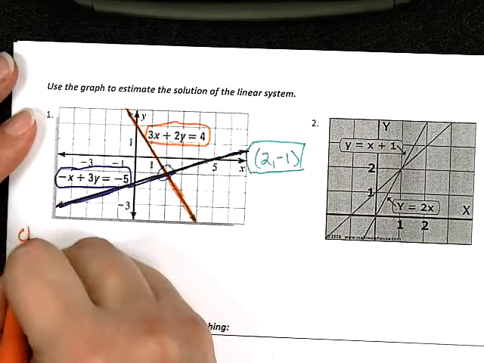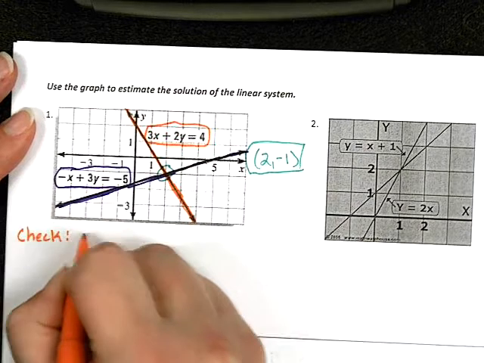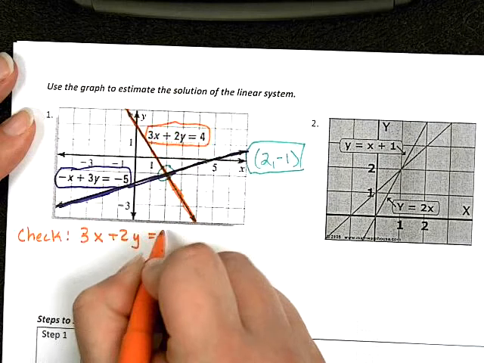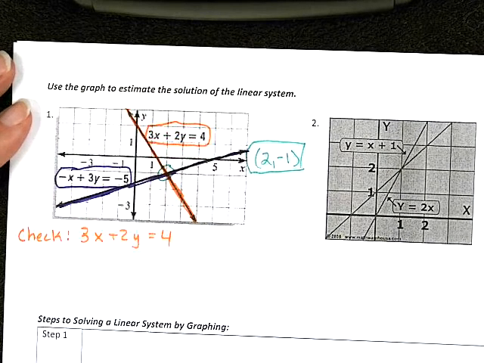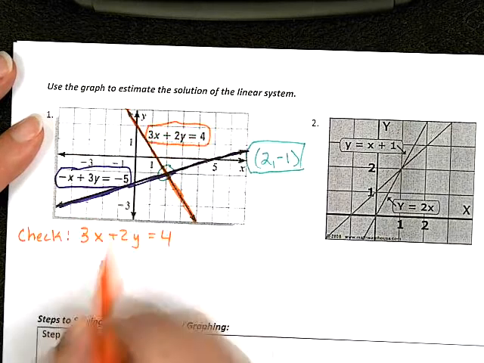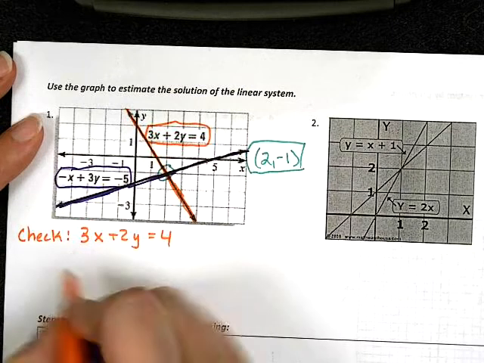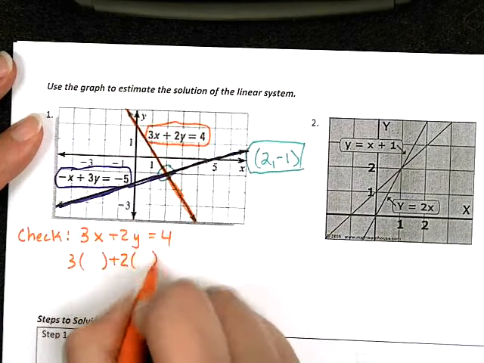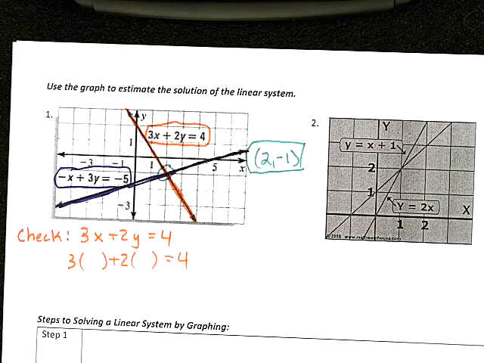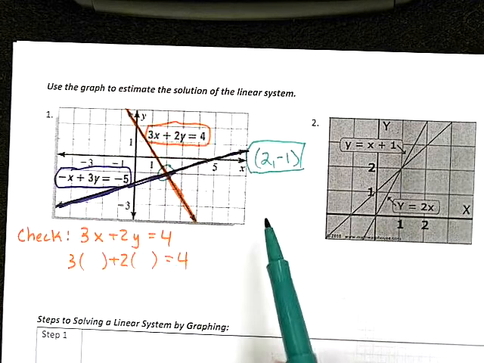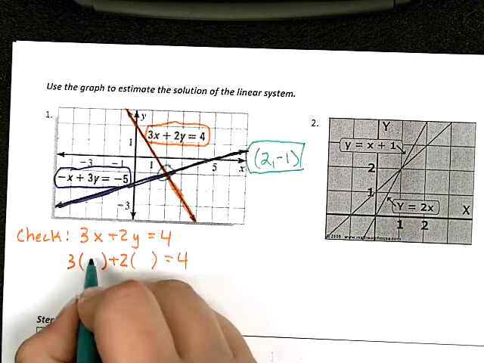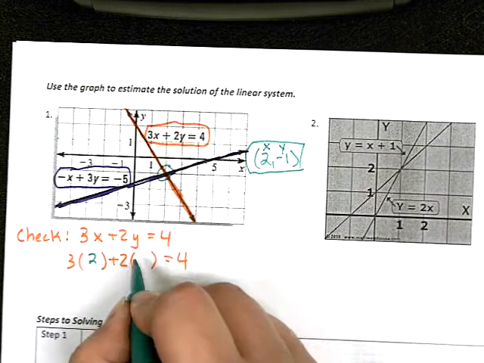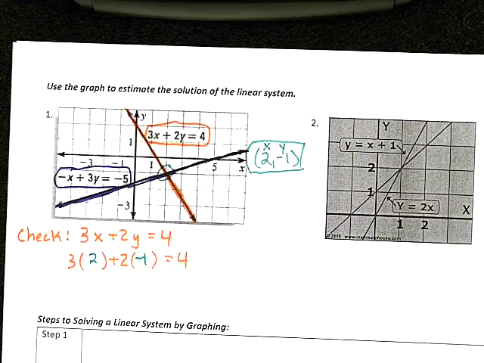Okay? So go down to the bottom, and we're going to check that orange equation first. So 3x plus 2y equals 4. And remember, anytime I want to check a solution, I'm going to take out the x and y, and I'm going to put in some parentheses. So 3 parentheses plus 2 parentheses equals 4. And inside those parentheses, I'm going to put my x and my y. X always comes first, so that's the 2, right? That's my x. And then -1 is my y. So I'm going to put those in and see if this actually works.